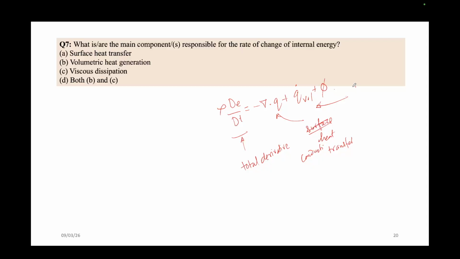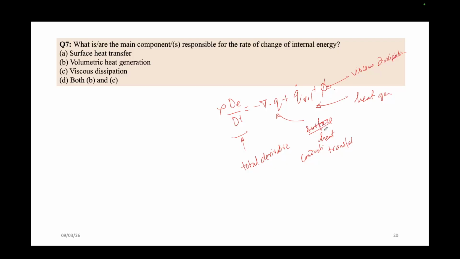This is Q generation, sorry, heat generation, and this is your viscous dissipation. So basically, the energy equation consists of three parts: the surface heat conduction, volumetric heat generation, and viscous dissipation.